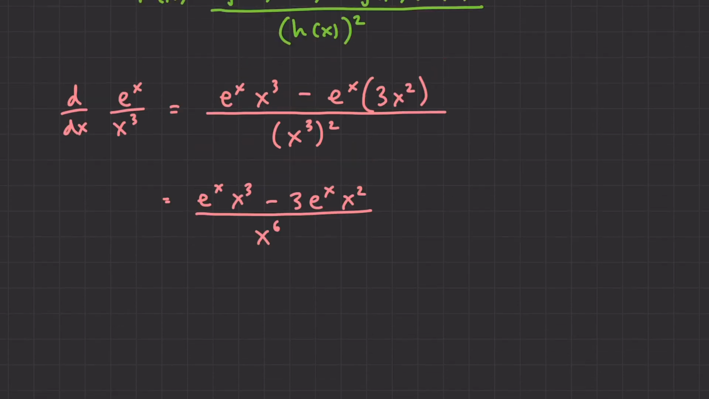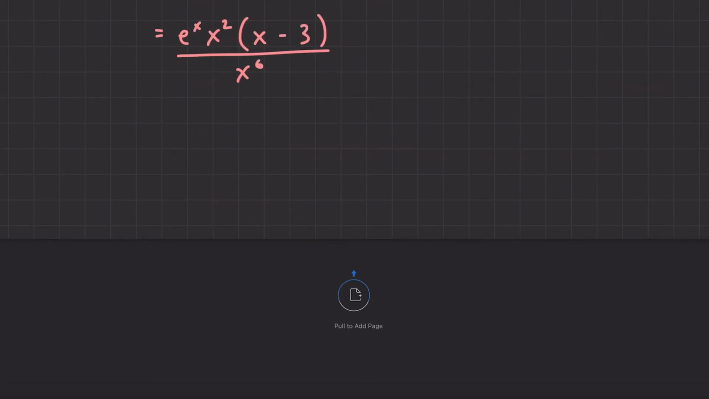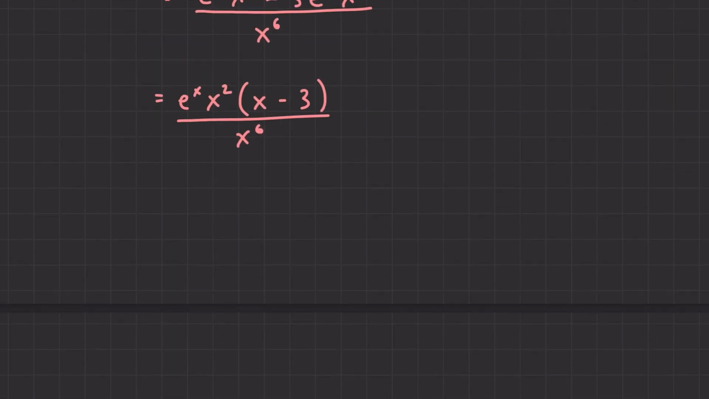I think there are a few things we can factor out here. We can factor out from the numerator an e to the x times x squared, and what I'm left with is x minus 3, all over x to the 6. That simplifies to e to the x times x minus 3, all over x to the 4. So there it is. That's all there is to it.